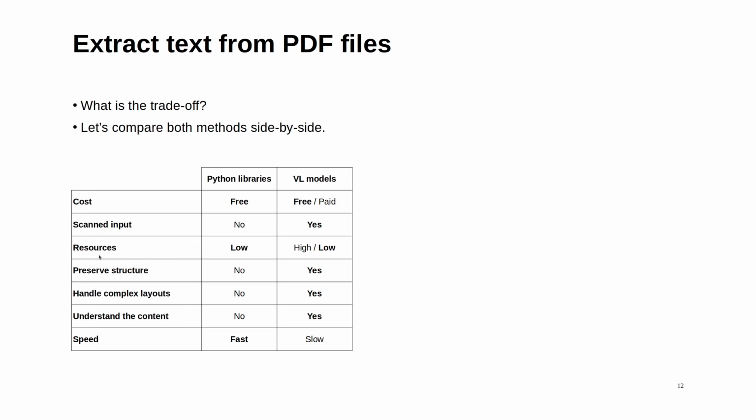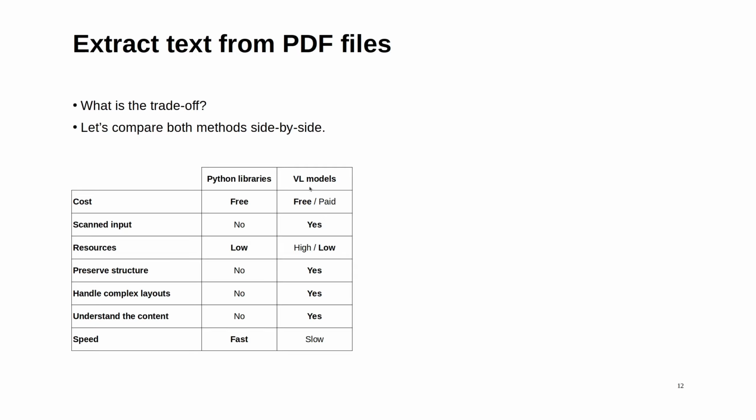When it comes to resources, you don't need a powerful laptop to use the libraries, but that's not the case with VL models. Here you can see that I have two values, high and low. If you decide to run the models locally on your laptop, you need decent hardware. You need to have a GPU in order to get fast responses. Here, low means that instead of running the models locally, you will connect to an API and use the model that is hosted on the cloud.